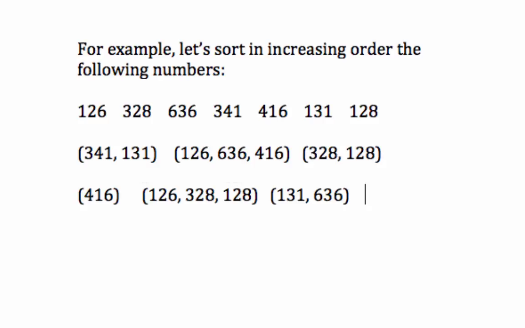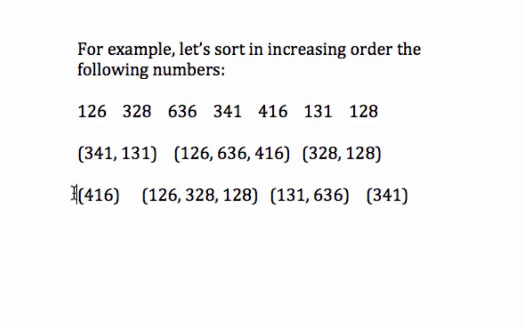Then the next bucket will be the numbers that have 4 in the middle, and I see that 341 satisfies that criteria and is the only one. So I'm going to copy 341. And then I'm going to see if I need a bucket for the numbers that have 5 in the middle. There are none. 6 in the middle. There are none. 7, 8, and 9. So I don't need any more buckets. Okay? So that's the second iteration of the algorithm.